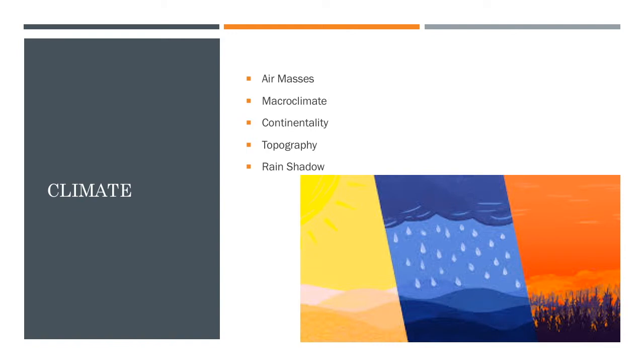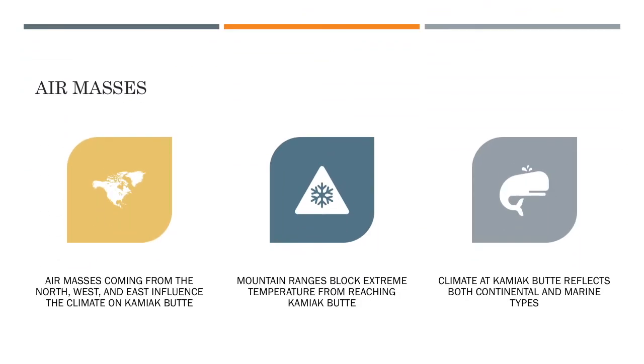On average, the temperature in the Palouse region is 18.4 degrees Celsius with an average rainfall of 571 millimeters a year. With dry summers, most of the precipitation occurs in the winter months. Kamiak Butte's climate is influenced by air masses that come from the north, east, and west.